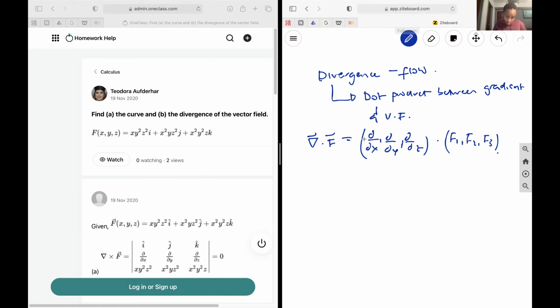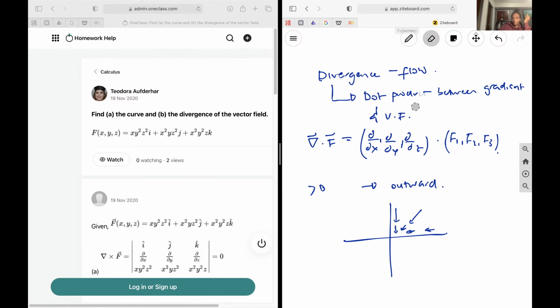Now let's examine a couple cases. So when the divergence is over 0, you're going to have the flow outward. And so what that means is on my graph, if I have it in 2D, my vector field will look like if I placed water in this vector field, it would flow outward.